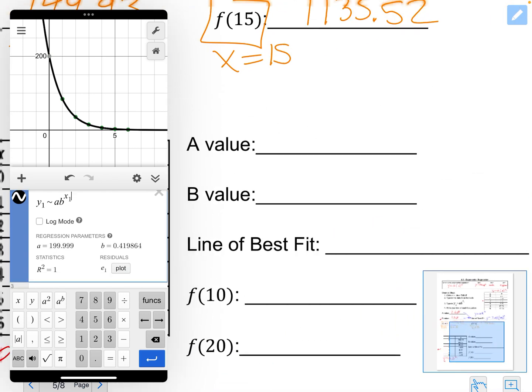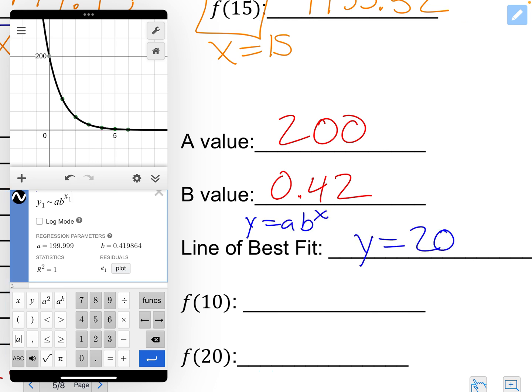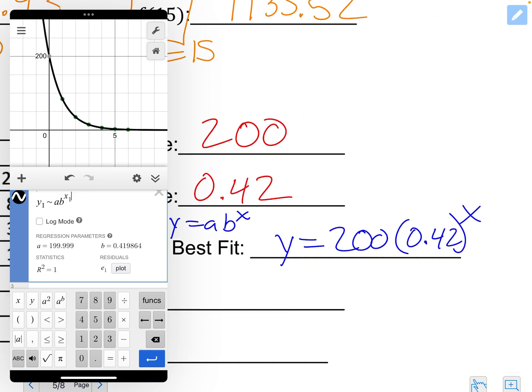So now we can fill in our A value and our B value. So our A value, if we notice on Desmos, our A says 199.999. So all of those 9s are going to cause a domino effect, and it's going to turn my A value into 200. Our B value is going to be 0.4. I'm looking at the 1. The number after the 1 is 9, which means I'm going to round the 1 up to a 2. Again, our line of best fit is we're just going to plug in our numbers. So y equals 200, parentheses 0.42 to the x.